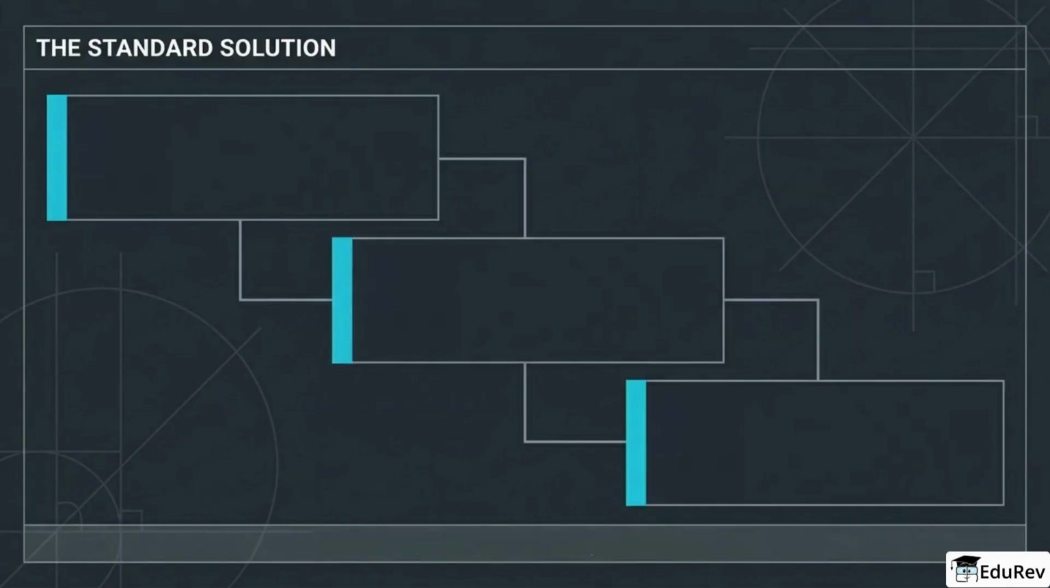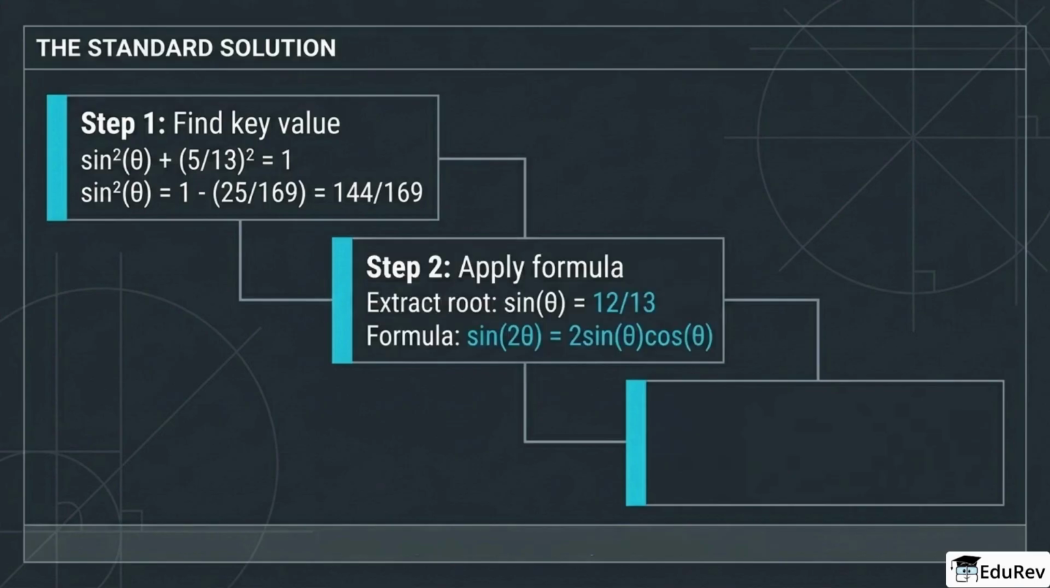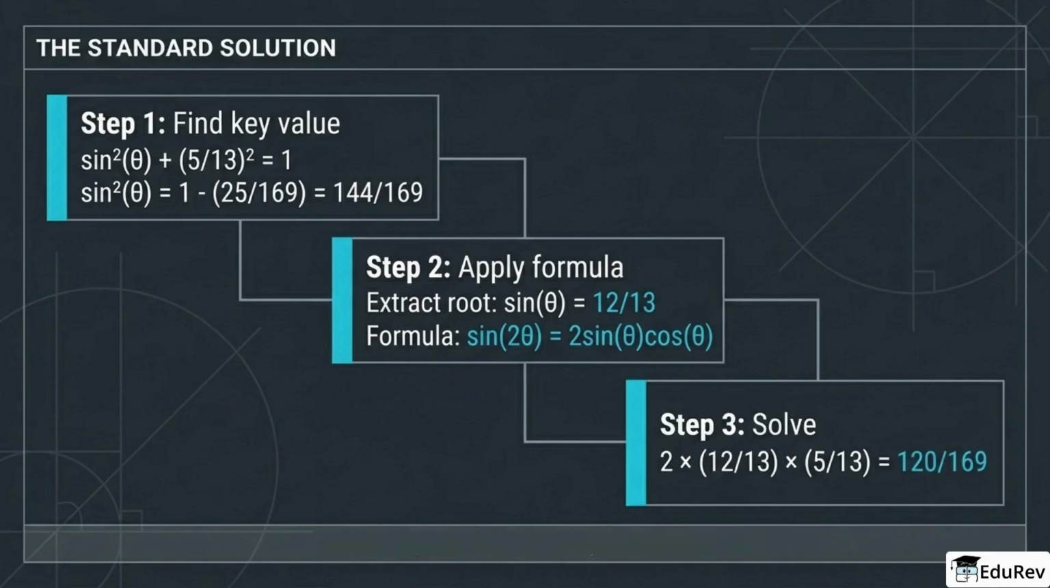The standard solution follows the safe route. First, find sine theta using the Pythagorean identity. Then, apply the double angle formula sine 2 theta equals 2 sine theta cosine theta. That gives the exact answer. It is a reliable process, and beginners should definitely know it well. At the same time, the slide's exam warning is correct. This method is accurate, but it can be slower than it needs to be in a timed setting.